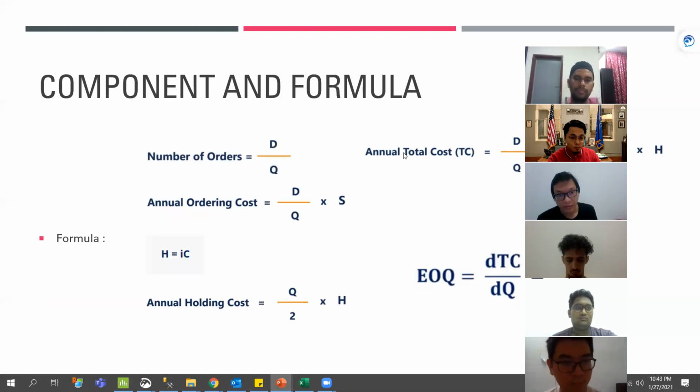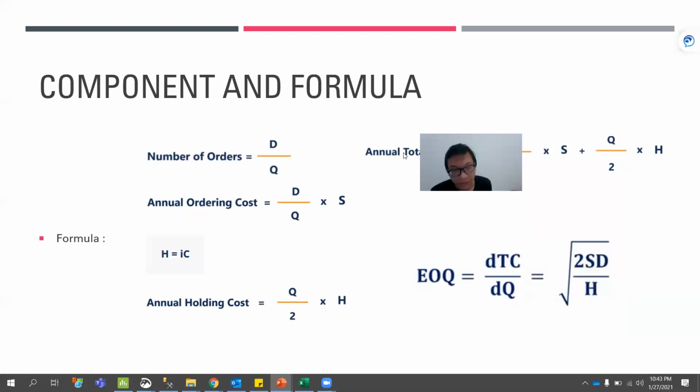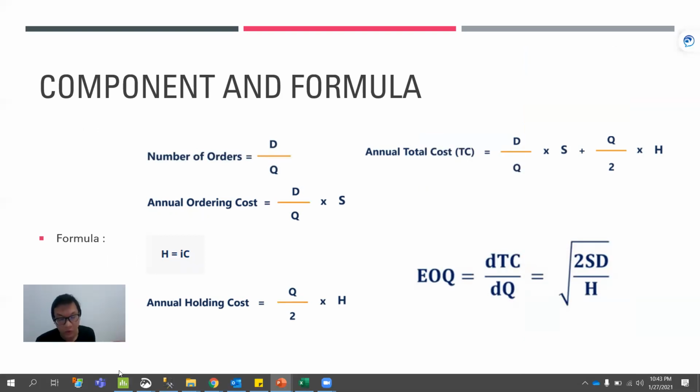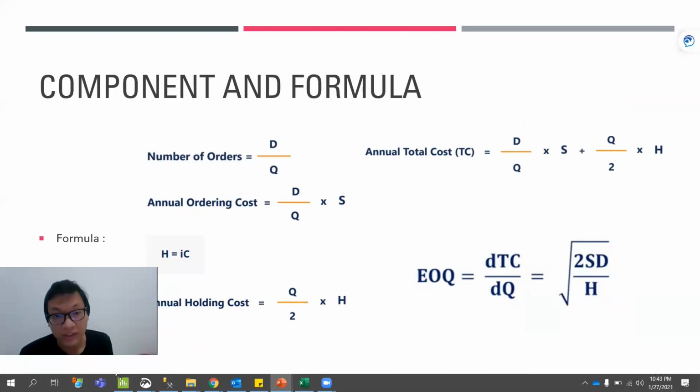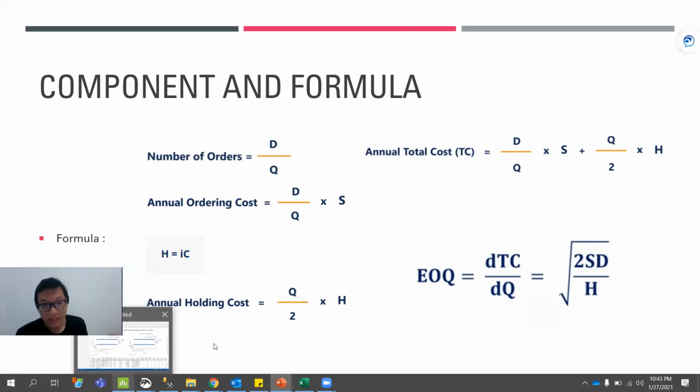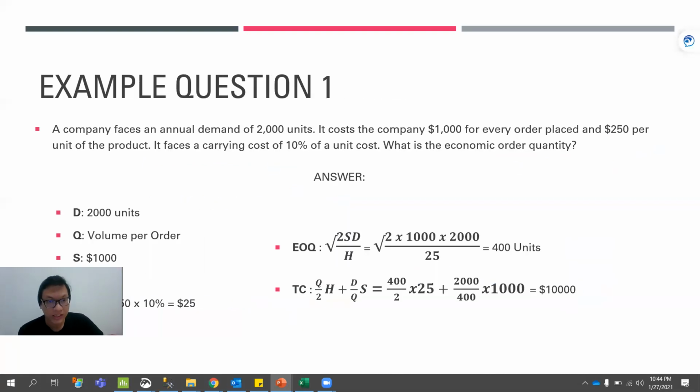This is the formula used to answer the example. First we can identify the number of orders, which is the demand D over Q, where Q is the EOQ. Annual ordering cost is D over Q times S. H is I times C, and then the annual holding cost. The annual total cost is the annual ordering cost plus the annual holding cost. Then the EOQ is the square root of 2SD over H. Okay, we jump straight to the example.